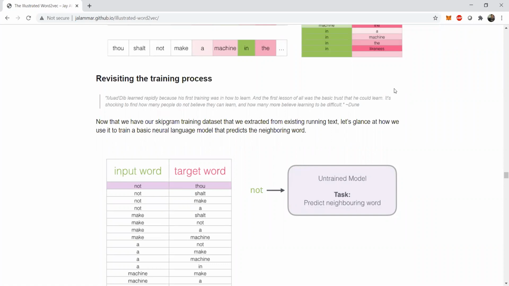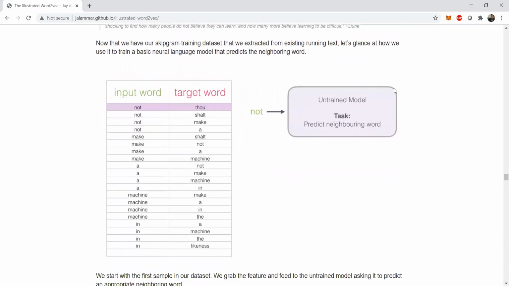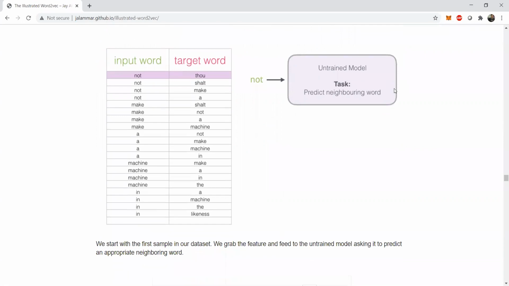falls under training the language model. If we have this sliding window based skip-gram model and we train it, then we have an untrained model, and we predict the next neighboring word or the neighboring words.